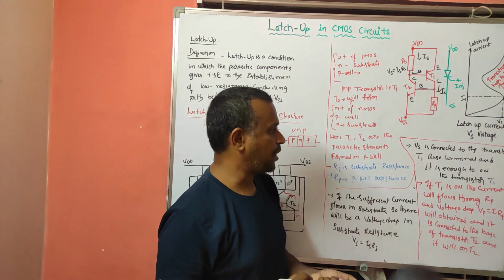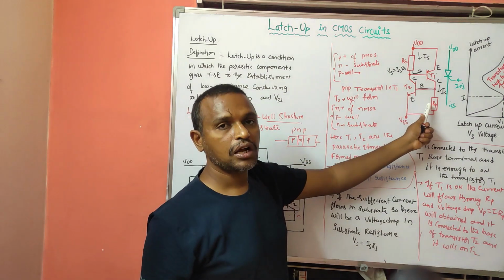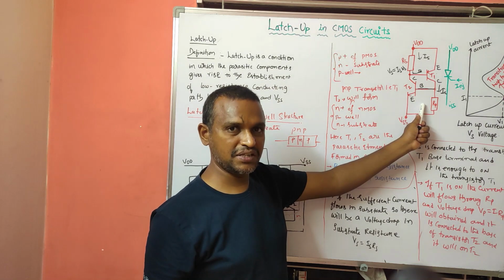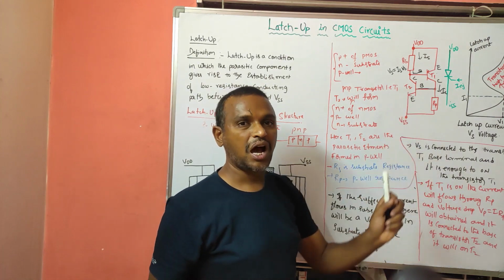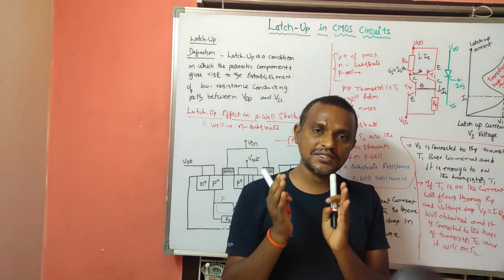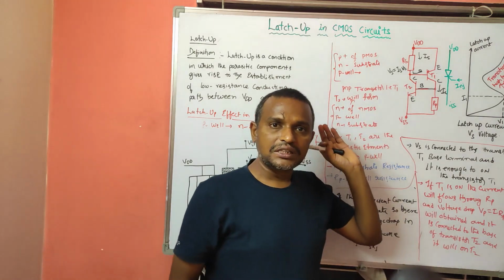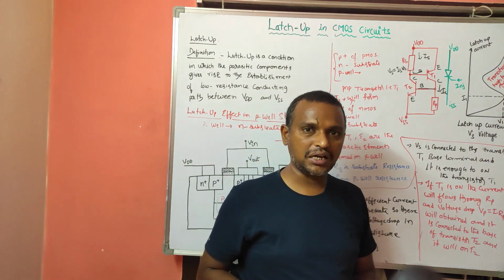So here what is happening? After T1 is on, the current will flow, and the obtained voltage drop will be there across the P-well resistance. That is connected to the base of the transistor T2, and it is sufficient to turn on the transistor T2 also. Therefore, the transistors T1 and T2 will go into the on condition.